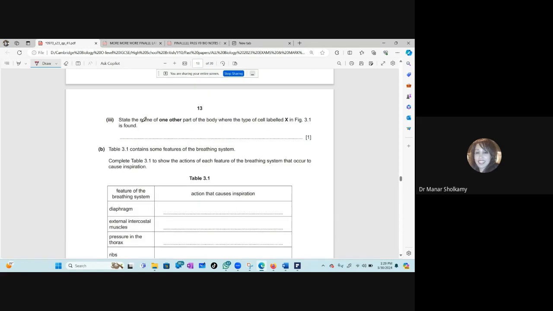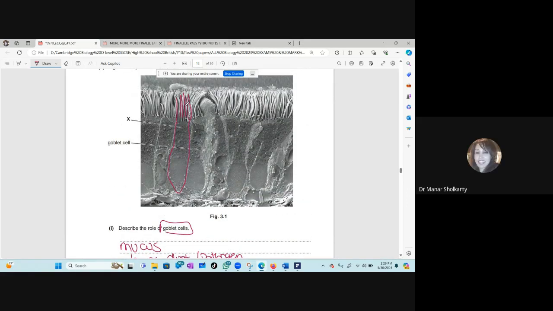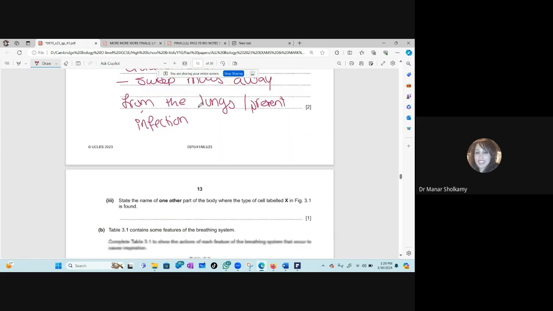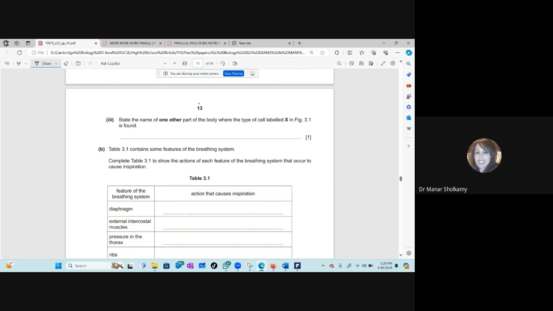Very easy. State the name of one other part of the body where the type of the cell labeled X in figure 3.1 is found. Small intestine? No, what is found in the small intestine is the microvilli, not cilia. Bronchi, the bronchioles, not the alveoli. And also, by the way, we took it in the oviduct. This is in year 9 notes. If you remember, the oviduct contains cilia because when the egg is released from the ovary, the cilia will push the egg towards the uterus. So it is either the bronchi or bronchioles or the oviduct.